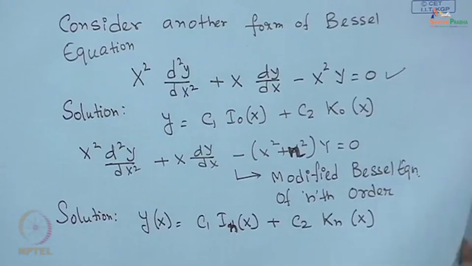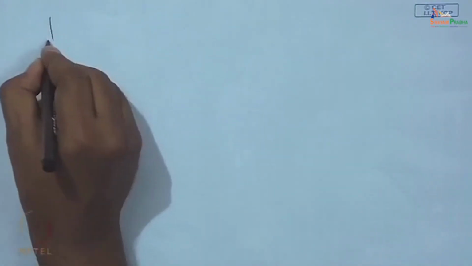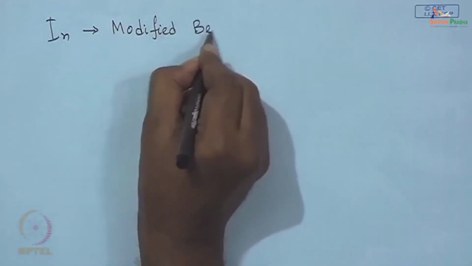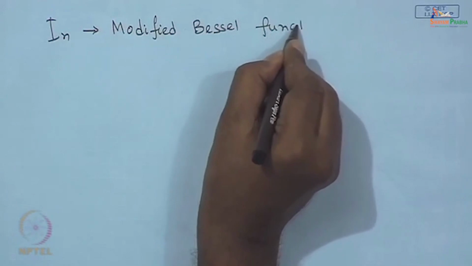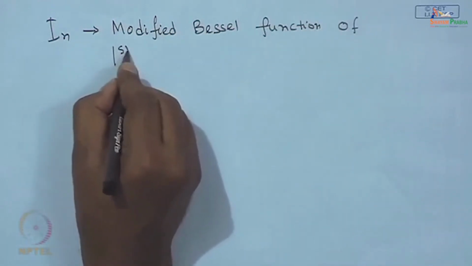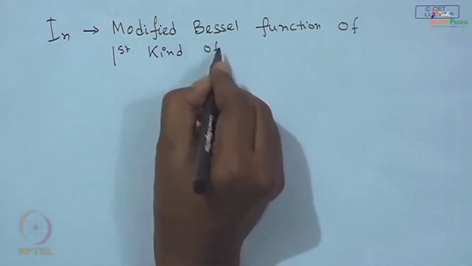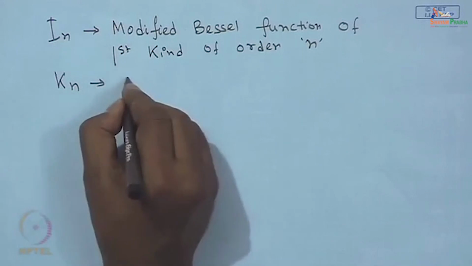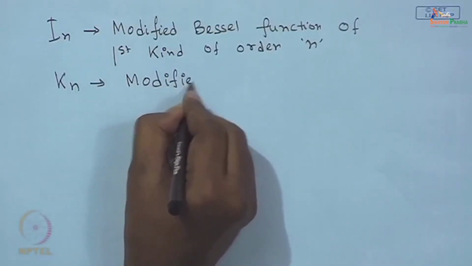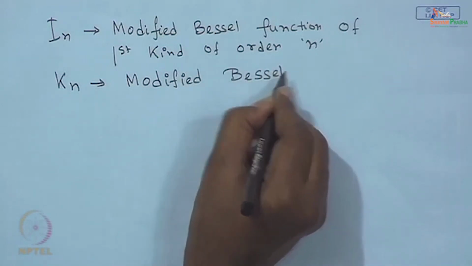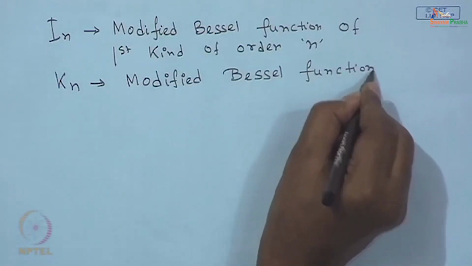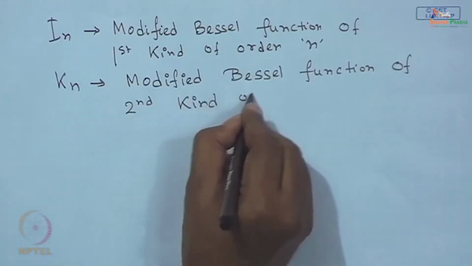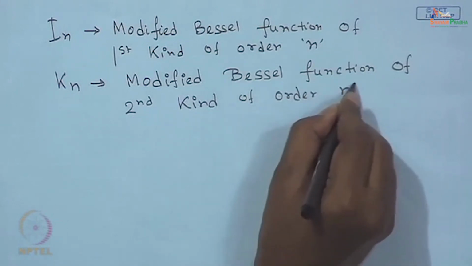Now, I n is known as the modified Bessel function of first kind of order n, and K n is the modified Bessel function of second kind of order n.